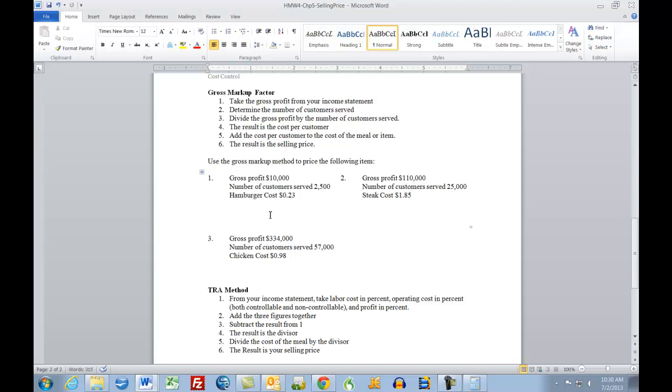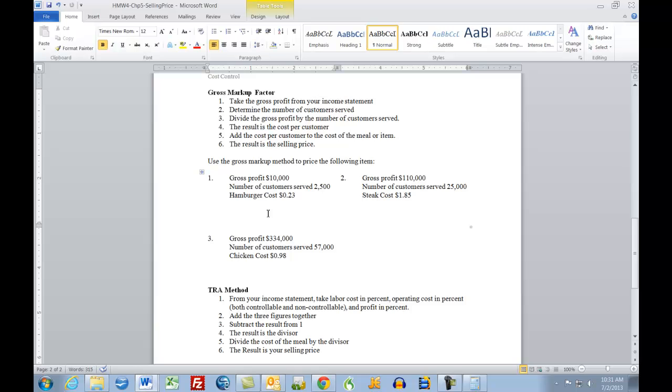Now, this particular method is interesting because you typically cannot use it in a restaurant unless you've got some data about how many customers you've served. So this is a good method to use if you already know how many people you're serving. You also need to know your gross profit, and you would only be able to get your gross profit if you've run your restaurant for a while and you've got an income statement, or statement of income. Some people like to call it a profit and loss statement. So this is when you'd be able to use this more effectively.